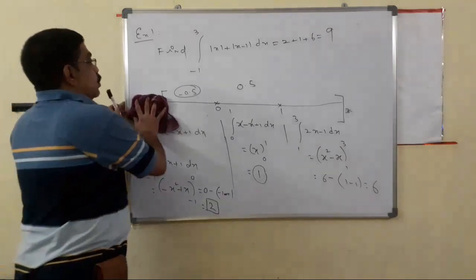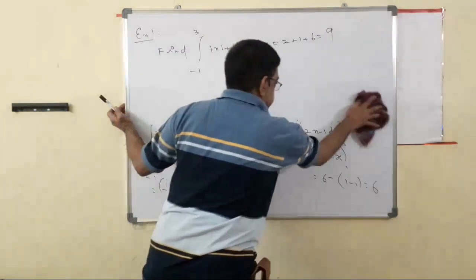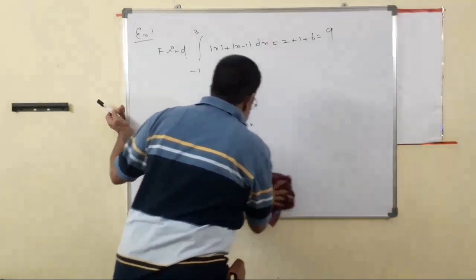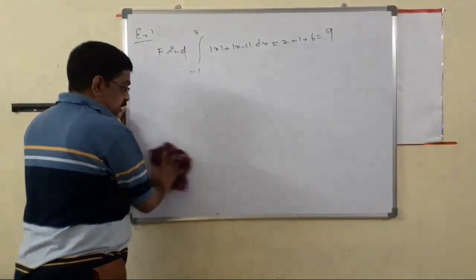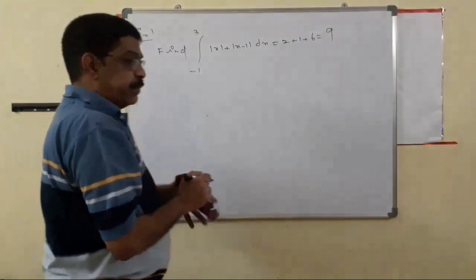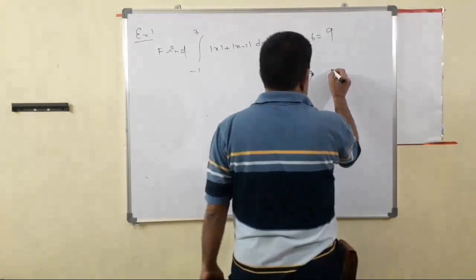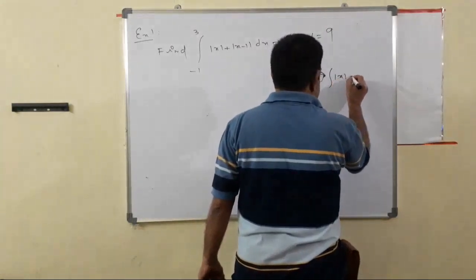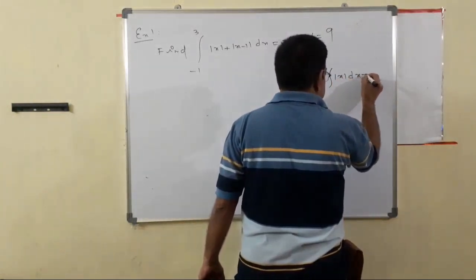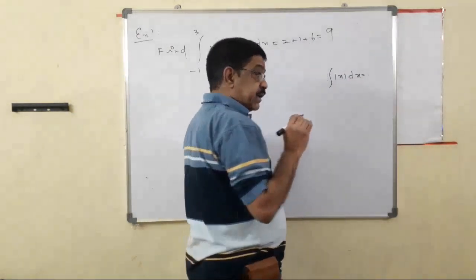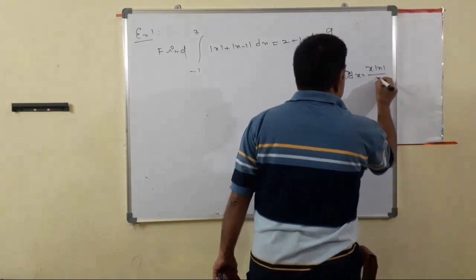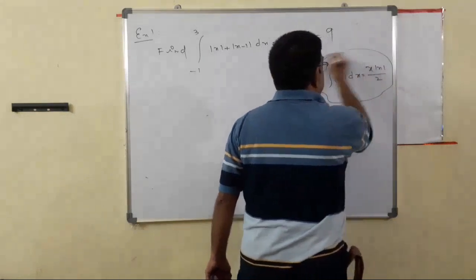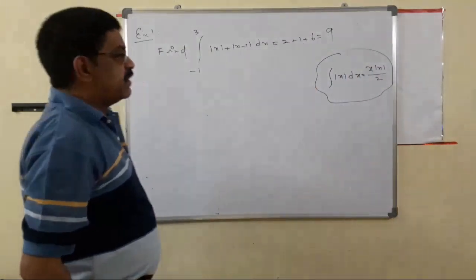Now my approach is like this. Since I have a ready-made formula, what is my ready-made formula? Once again, tell me: the integral of mod x dx. You have to repeat in your mind at least. Now repeat along with me: x times mod x upon 2. That is the fundamental idea here, and this is the smartest way.